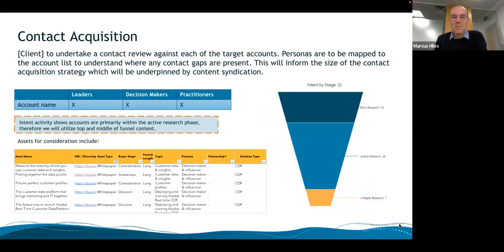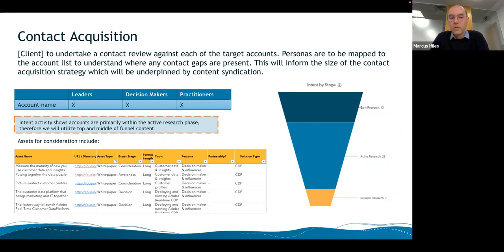Cool. And then the last part of this really is just around contact acquisition in some of these accounts as well. So, how do we use intent to inform that? A very simple thing is around the content, and what you decide to put out there for the content syndication. In this instance, you can see on the right the funnel again, and where these accounts are in their buyer stage. We used this really to inform the type of content that we then wanted to use in the program.